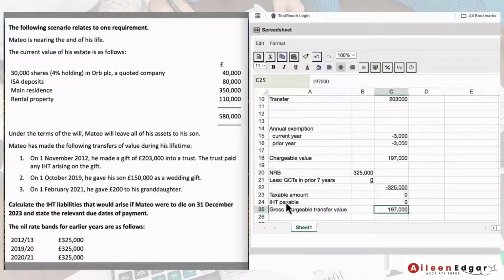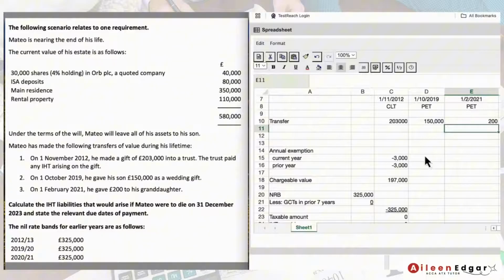But that 197 figure, why that's there at the bottom, is because you're going to need that figure in the future for other calculations that you do on later gifts perhaps. So just getting into that habit of finishing off at the bottom of the column this gross chargeable amount figure to carry forward and use in any future calculations really is a great habit to get into. Stops you making mistakes later on picking up the wrong figures.